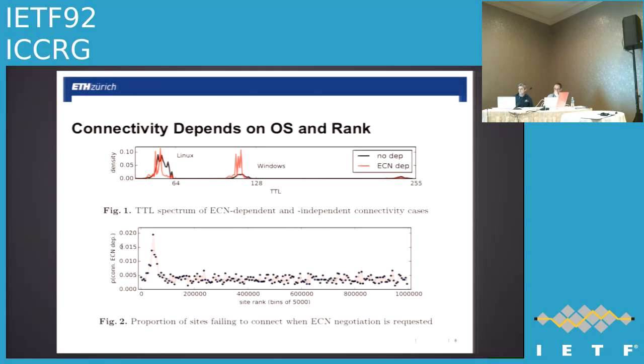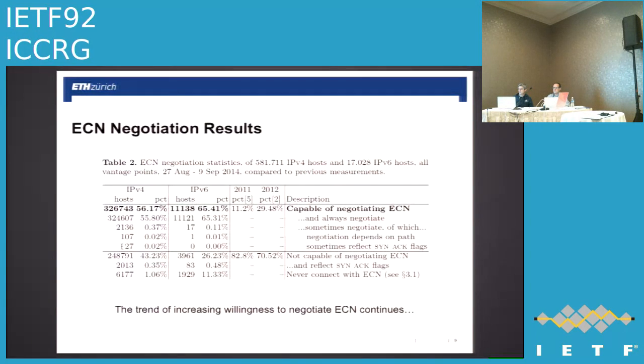So next. Here we look at the negotiation results. This is the detailed data behind the plot that we had at the beginning of the talk. And here we see that 56% of IPv4 and 65% of IPv6 are capable of negotiating ECN. And almost all of these always negotiate. So if it negotiates from one point, it will negotiate from all points. It will negotiate in one trial, it will negotiate in all trials.